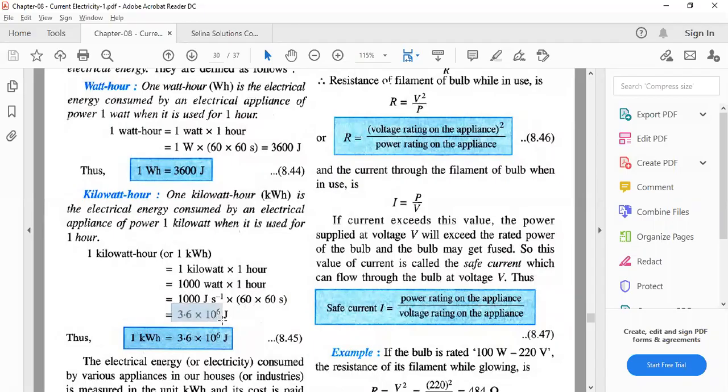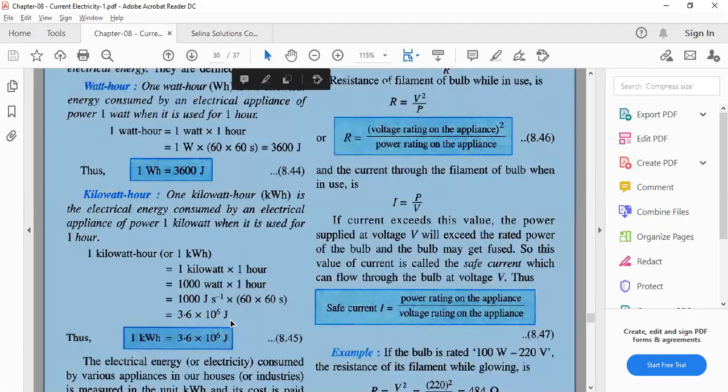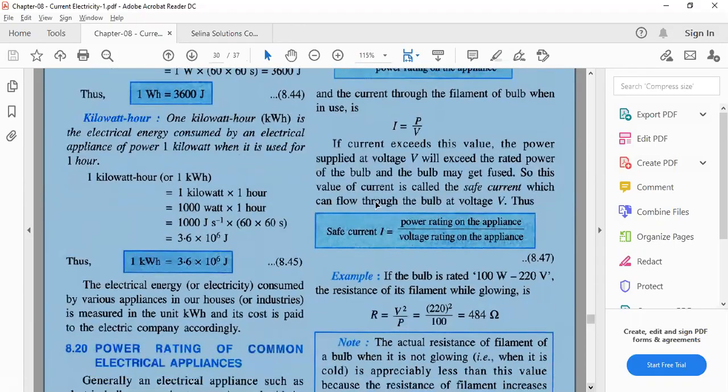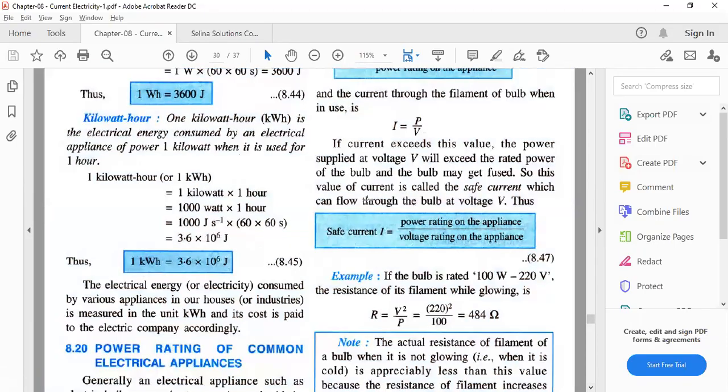Okay, you can memorize it because it comes as a fill in the blanks in the exam. 1 kilowatt hour is how many joules? 3.6 into 10 raised to 6 joules. So the consumption in our house, or in any industry, is measured in kilowatt hour, and we pay the electricity bill based on kilowatt hour, that is, how much you have consumed in the month.